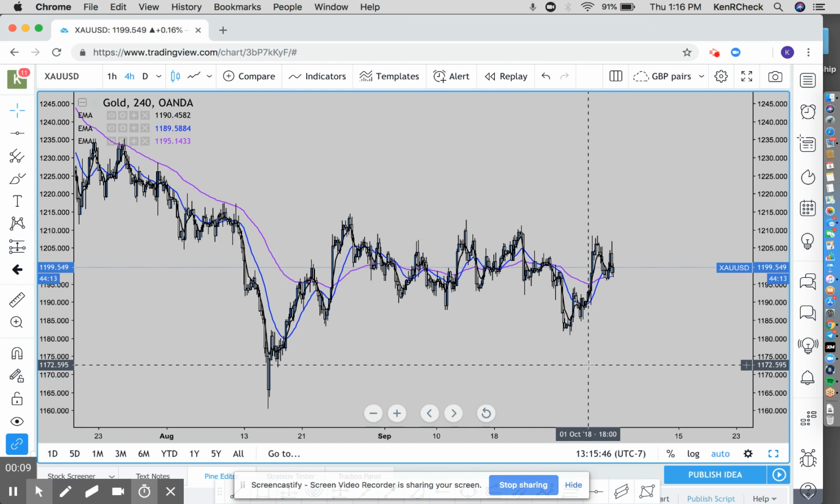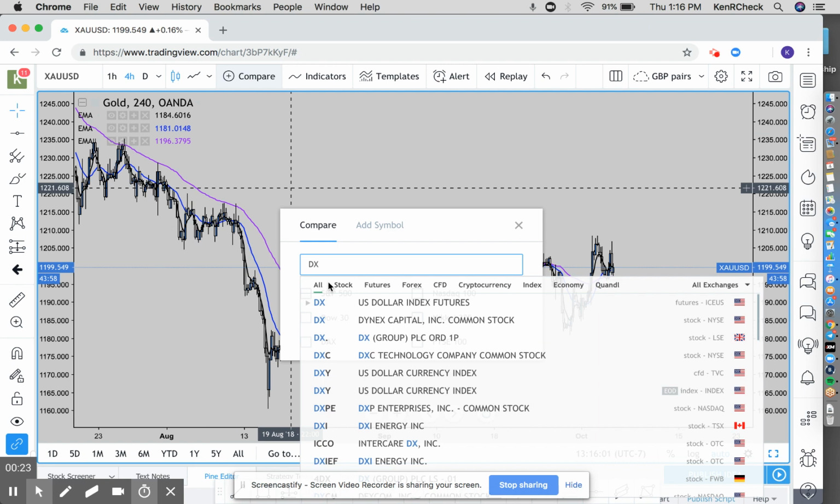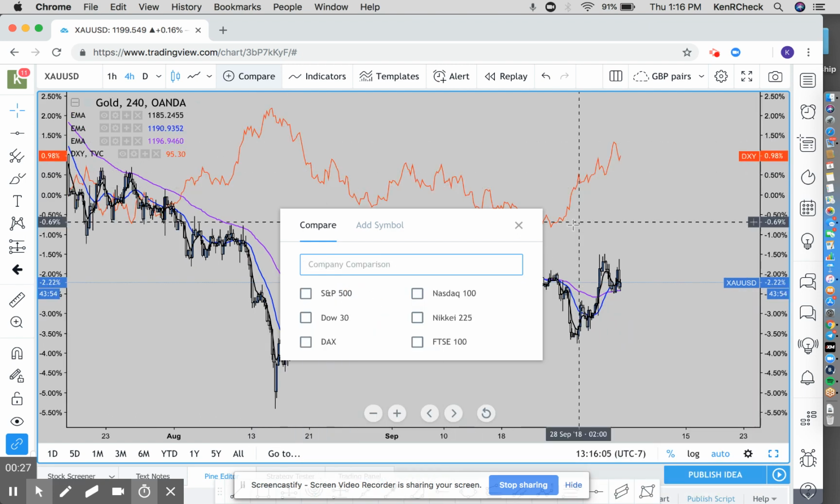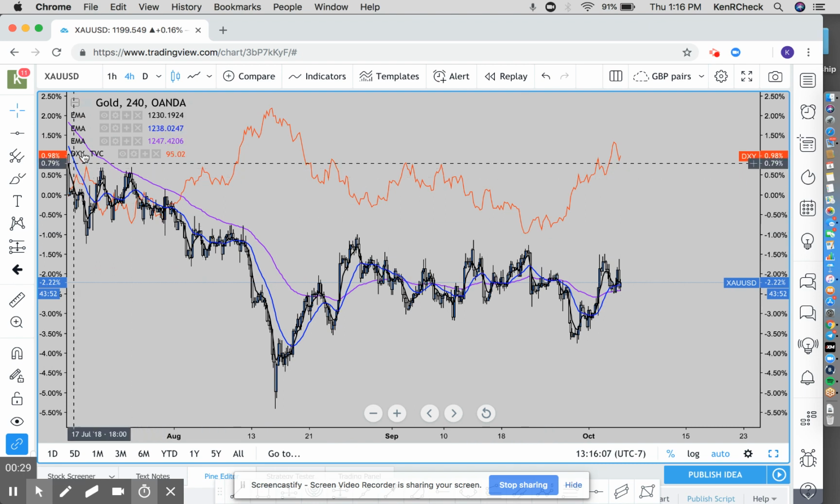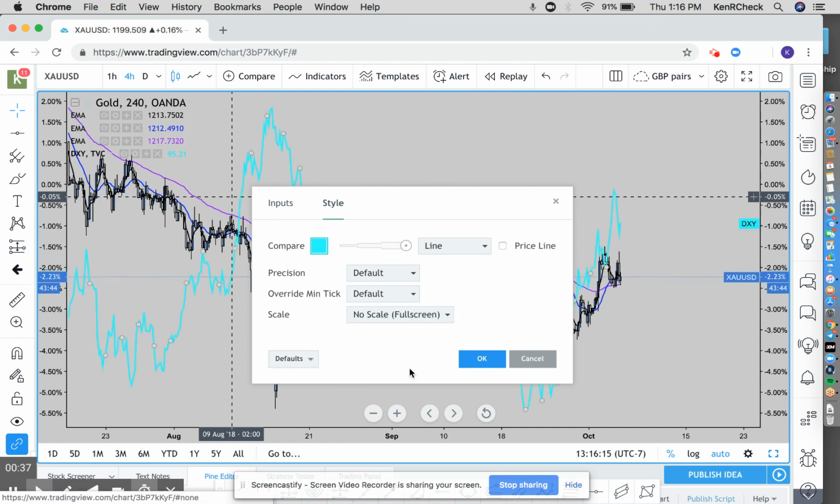Today's topic is using the strength of the dollar across all the different currency pairs that you like to trade. So we're looking at gold on a 4-hour time frame, and we're going to click on Compare and type in the U.S. index, the abbreviation is DXY. I'm going to put this here. Perfect. Now we go to Format and change the color to a brighter color that you guys can see, make it just a little thicker, and set it to no scale, full screen.